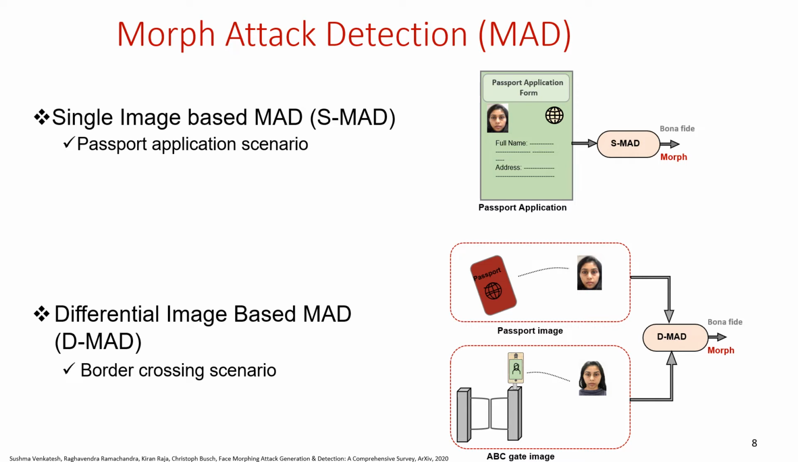whereas the second type is the differential image based morph attack detection. In the differential image based morph attack detection, there is the luxury of having two images. One image is from the passport and the other image is from the automatic border control gates, captured from the live subject who is presenting the passport. So if the image in the passport is morphed, then we can devise an algorithm that uses both of these images in differential operations to make the final decision on whether the image in the passport is a morphed image or not.